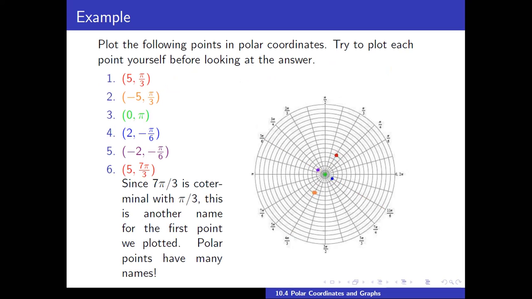And indeed, polar points have many names, yes? Because you can just keep going around those circles. Do you see what I'm saying? And you have the flexibility of positive and negative radii, yeah? Positive and negative radii also give you the ability to rename points, okay?